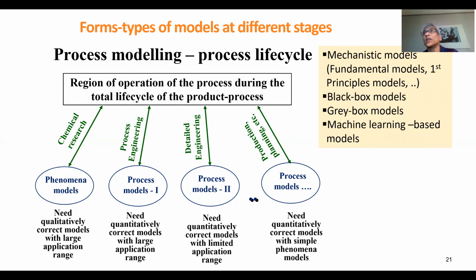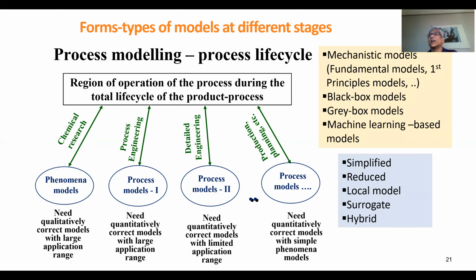So what kind of models can we get? Mechanistic models, fundamental models, first principle models, black box models, gray box models, which is the most common, machine learning based models these days, and many more. These models can also be further refined in terms of simplified models, reduced models, local model, surrogate model, hybrid model, and I will discuss them a little bit later.